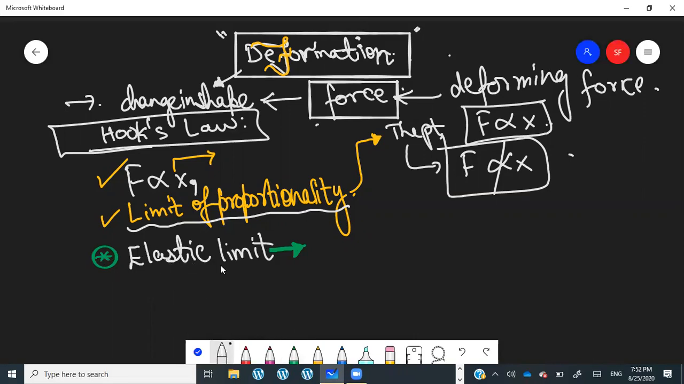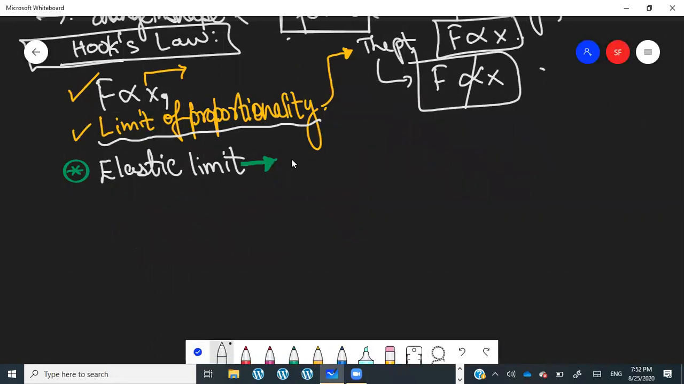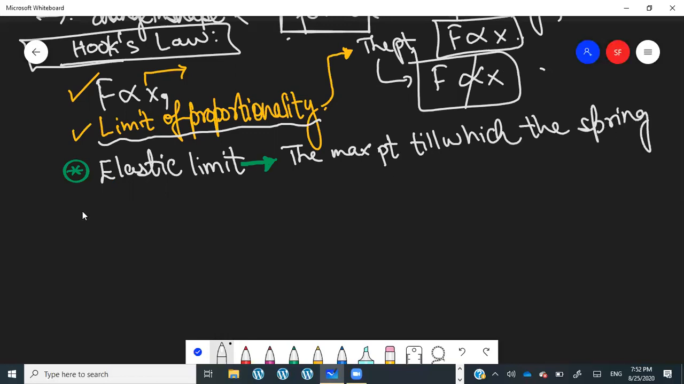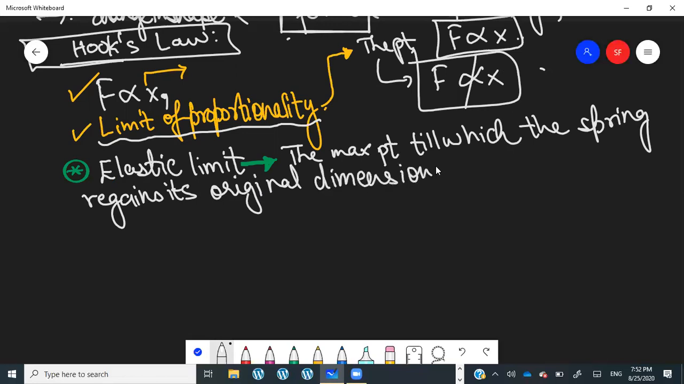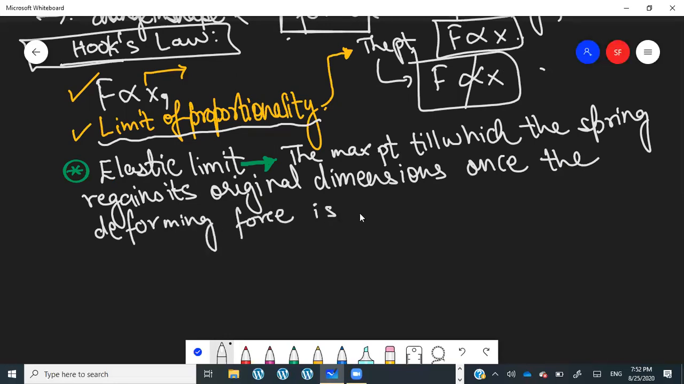So basically, you're going to define it in the following way. This is the point, the max point till which the spring regains its original dimensions once the deforming force is removed. Okay, this is the complete definition of elastic limit.